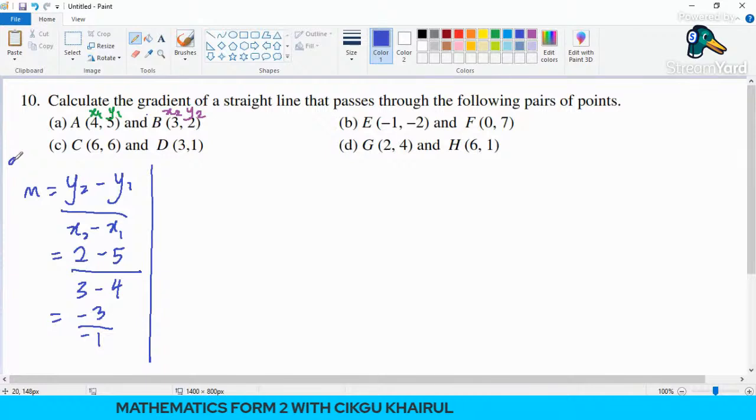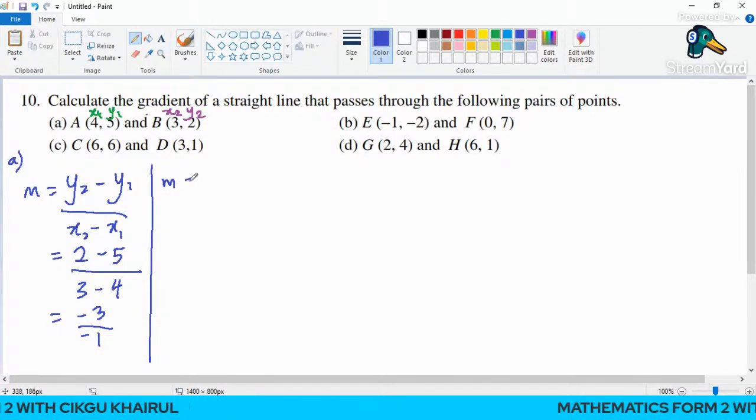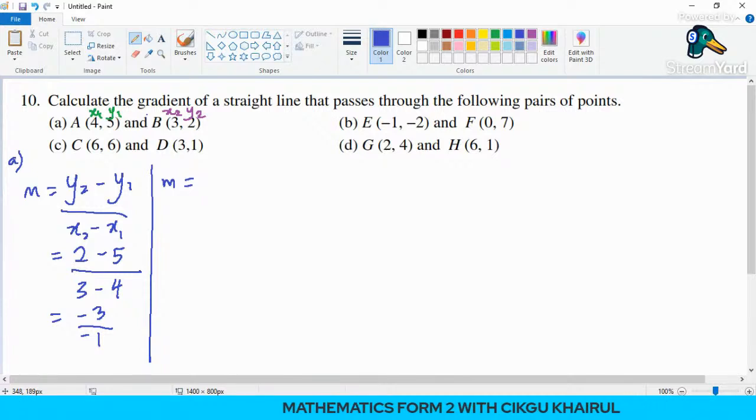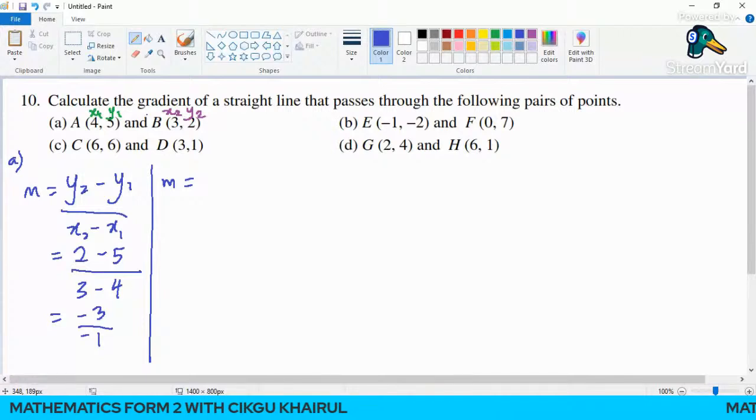this is question A. Okay, so m equal to negative 3 divided with negative 1. You need to simplify. So negative divide negative become positive. 3 divide 1 is 3. So this is the answer.